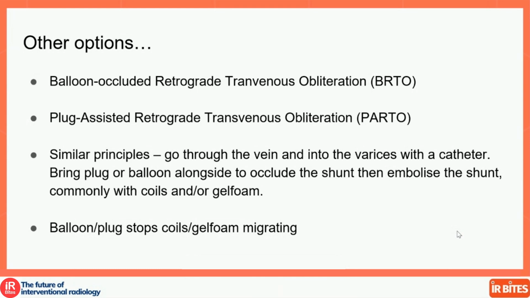And you take a catheter into the varices and then inflate a balloon or deploy a plug alongside that catheter to occlude the variceal shunt. And then you can inject embolization material like glue or coils through the catheter. And the role of the balloon or plug is essentially to stop whatever you're injecting, the coils or the gel foam, moving with the flow into places that you don't want them to be. And this lets you block off some of the variceal pathways.